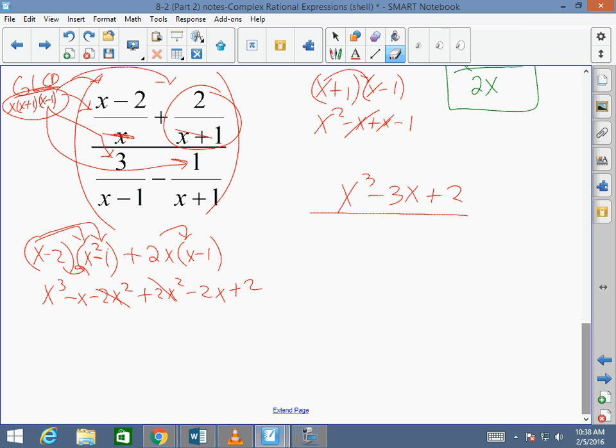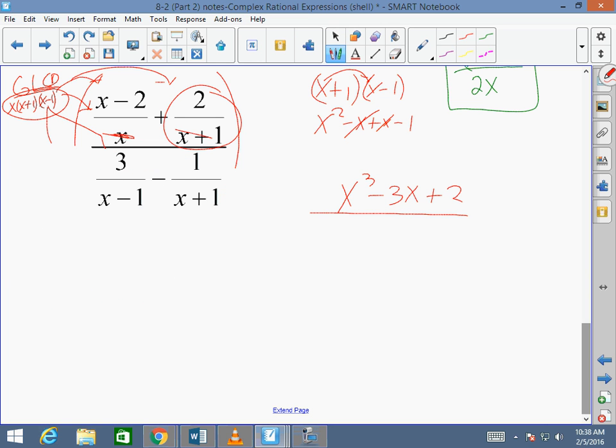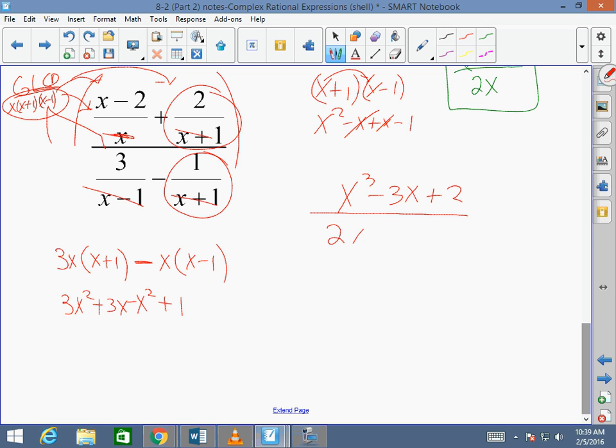Now, I got to multiply the grand LCD to everything down here. So when I multiply to everything down here, the x minus 1 cancels. I'm left with 3x times x plus 1. When I multiply it here, I'm left with minus, the x plus 1 cancels, minus x times x minus 1. You with me? So this is 3x squared plus 3x minus x squared plus 1. So that leaves me with 2x squared plus 2x.